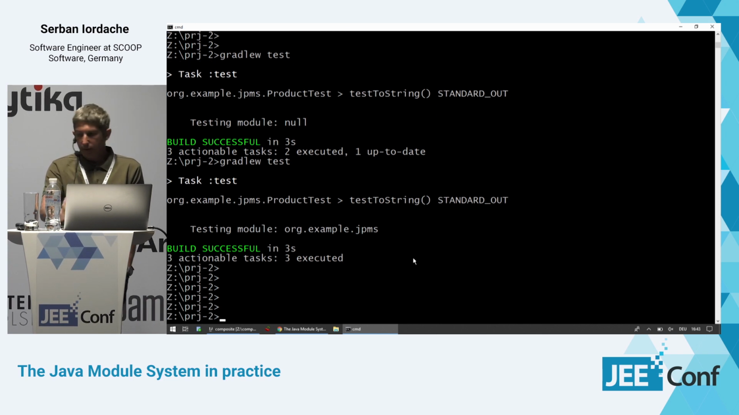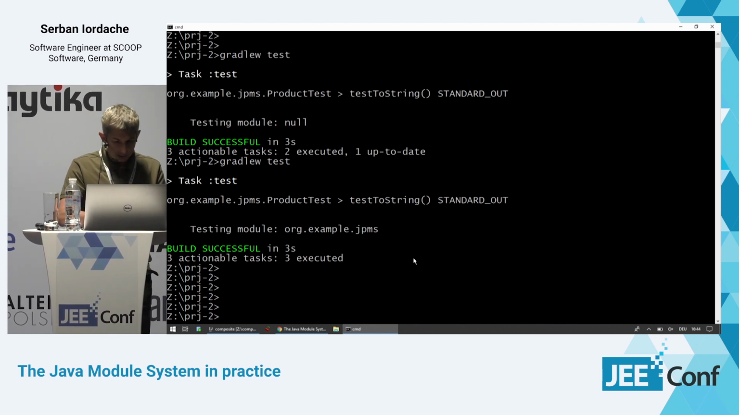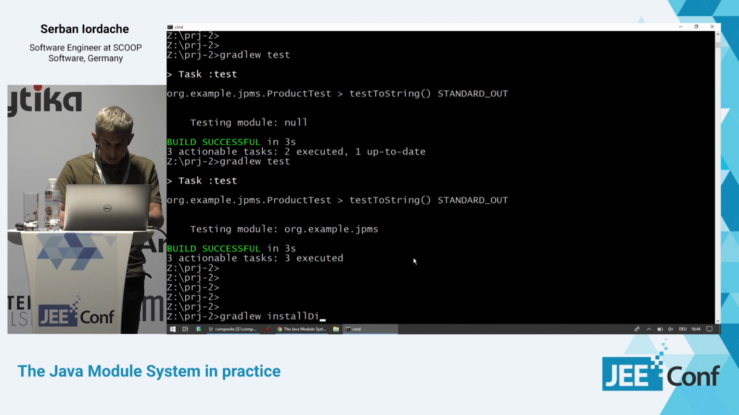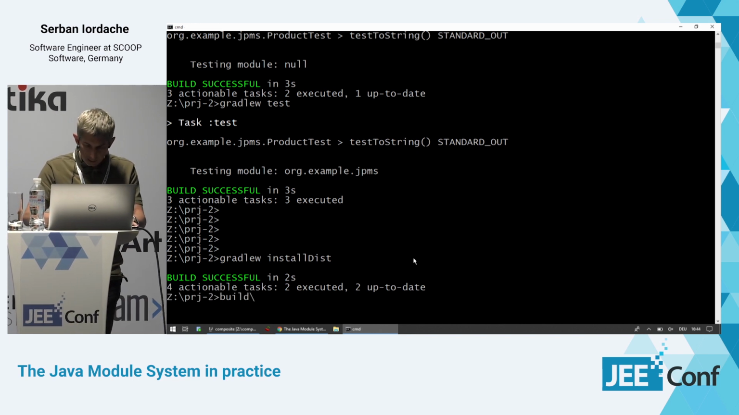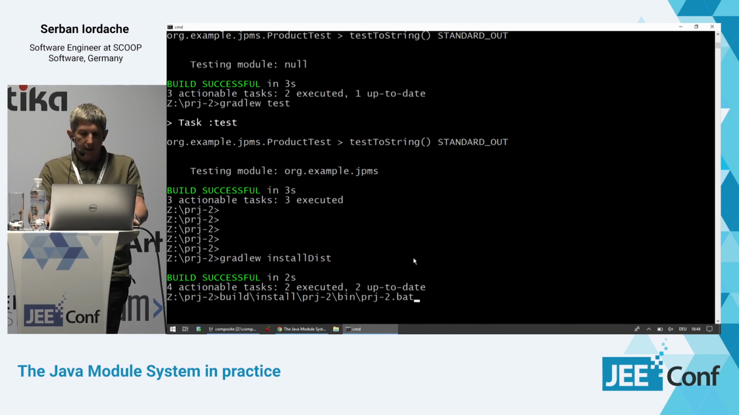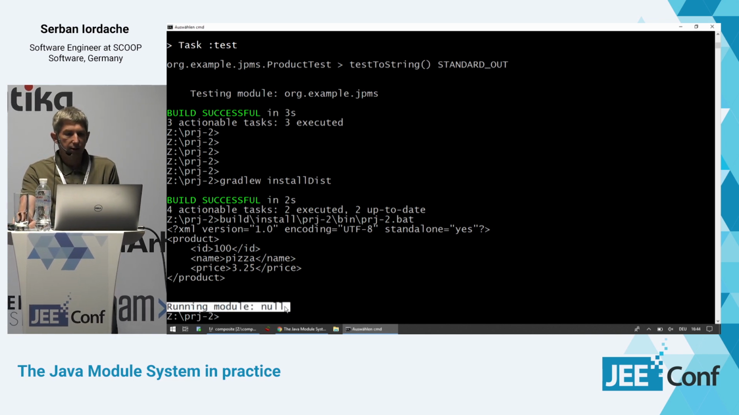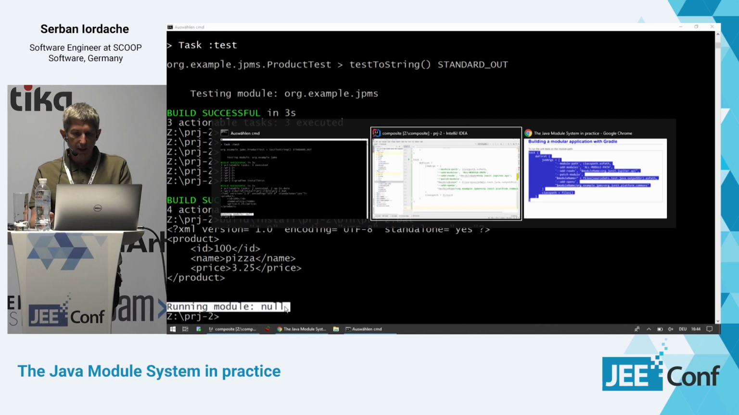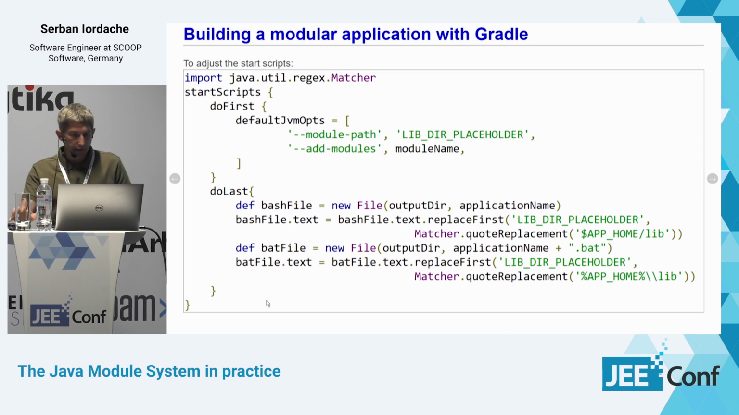Another thing we may want to do is to create a distribution for our application with start scripts. And we can do this in Gradle with the install dist task. And now in the install there we will find start scripts for our program. Let's execute the start script. Again, it worked, but it executed the code on the class path. So we also need to tell Gradle how to adjust the start scripts in order to execute the code on the module path. And that's how we do it.